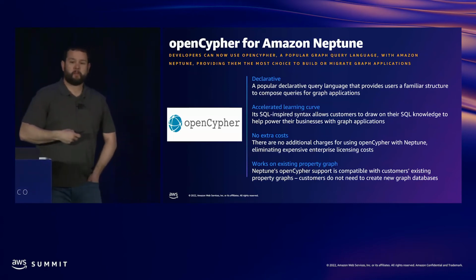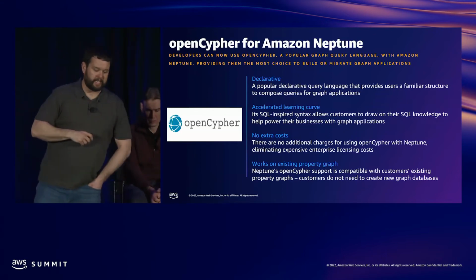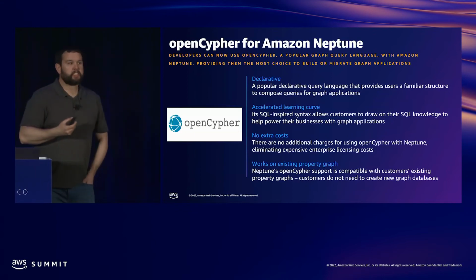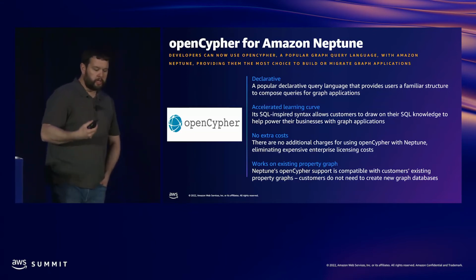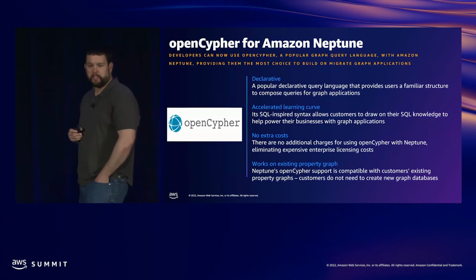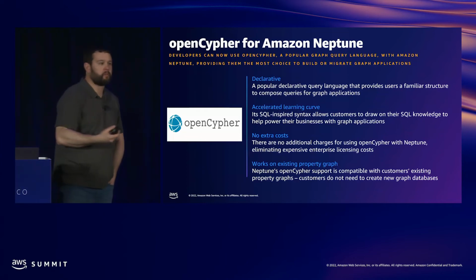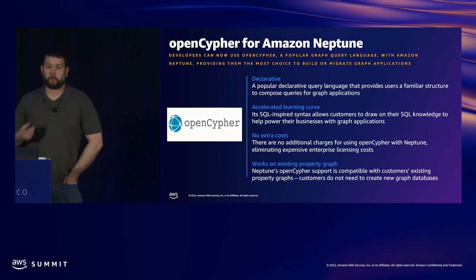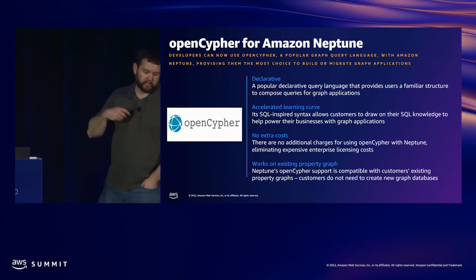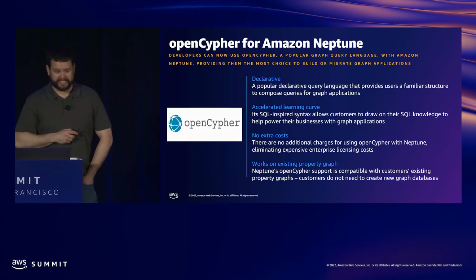OpenCypher is a widely adopted open query language for property graphs. It provides an intuitive way to look at your property graph by providing a familiar syntax. What we saw earlier in the demo was an example of OpenCypher. The learning path is much shorter for someone like a business analyst or data scientist to learn OpenCypher because of its SQL-inspired syntax.